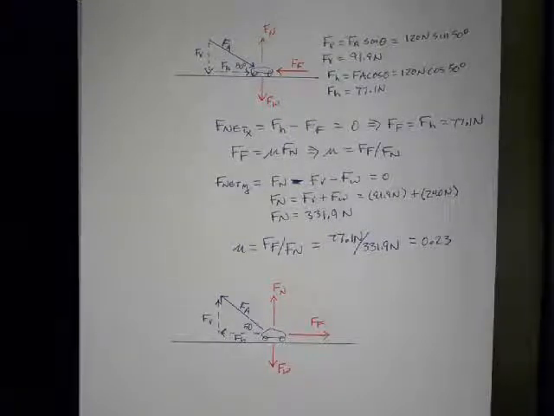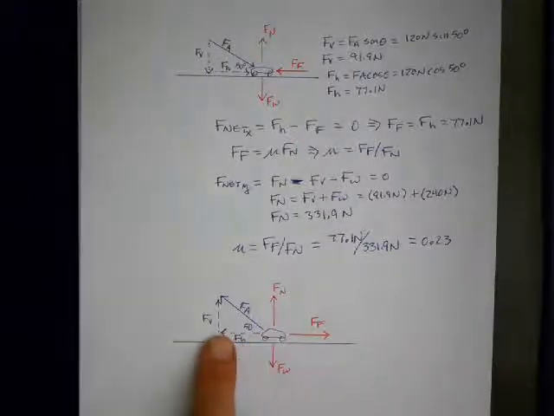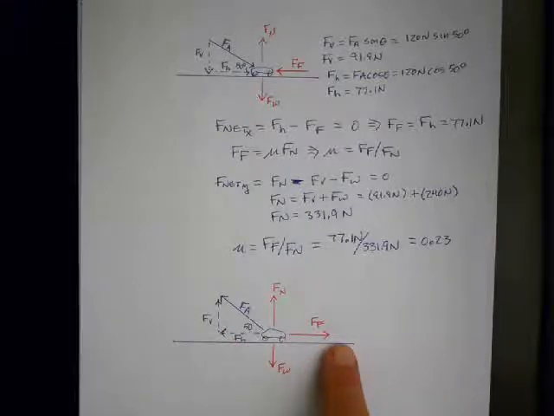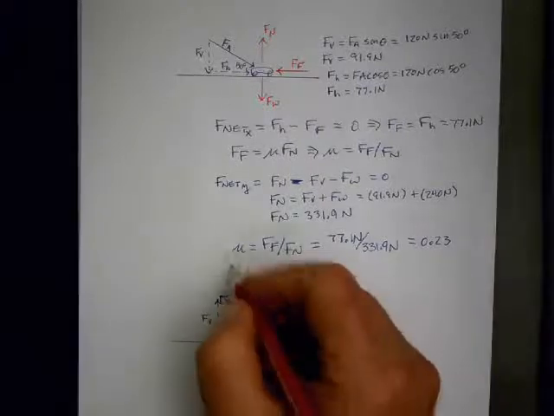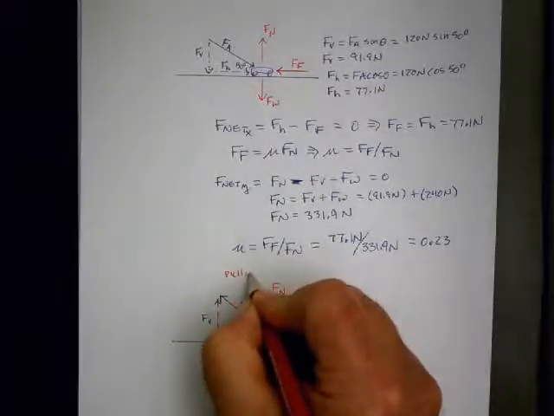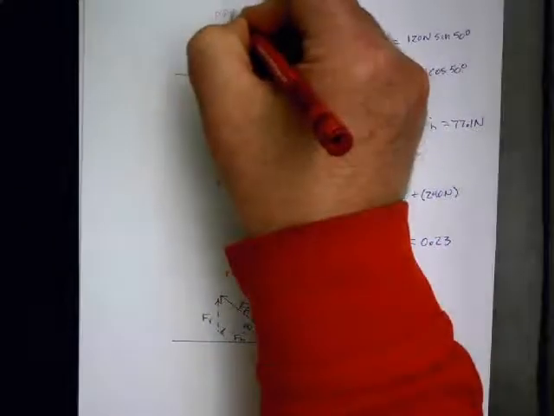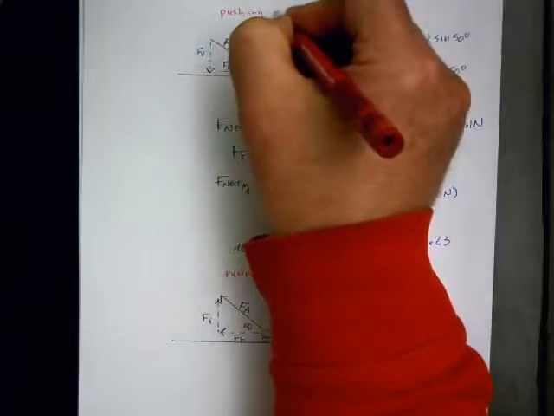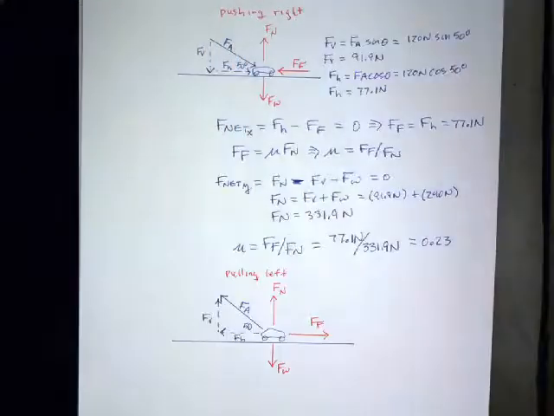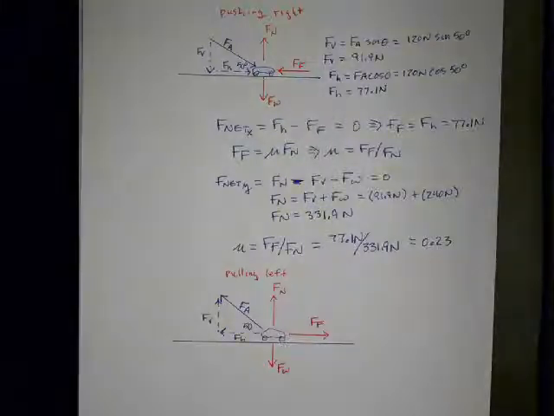FF has to be the opposite direction. It's always opposite motion. So I am basically pulling left. Here I was pushing right. Now I could have said pulling left, or pulling to the right, but just to make the pictures line up exactly, I've done it that way. So my F net is still going to be just like it was before.